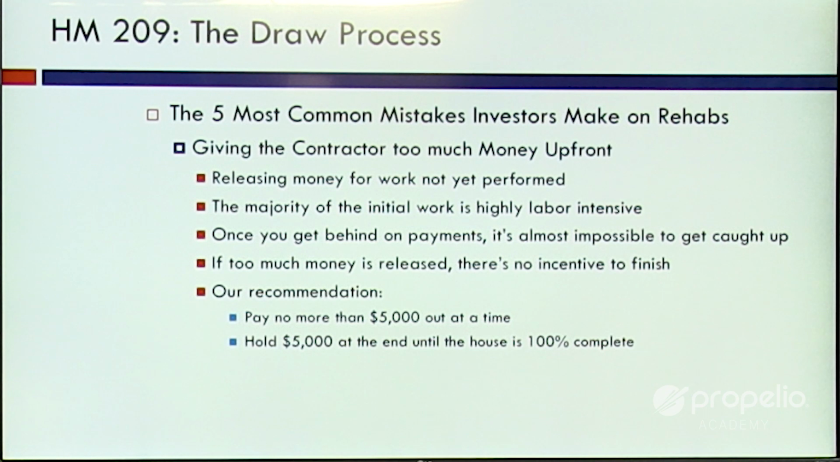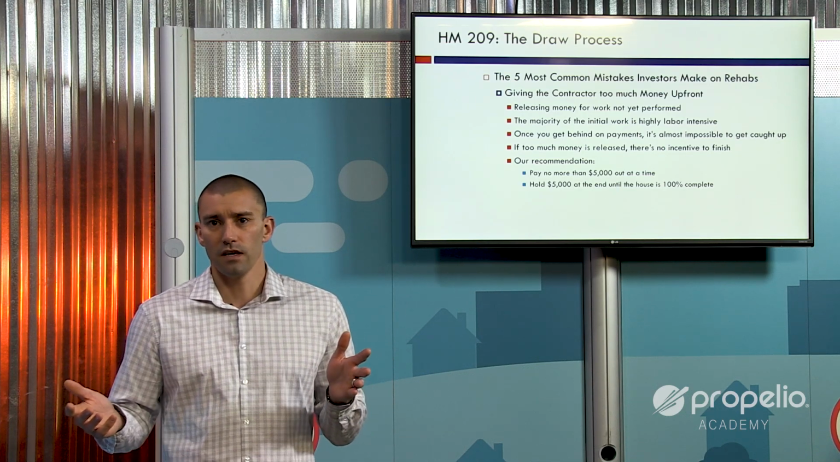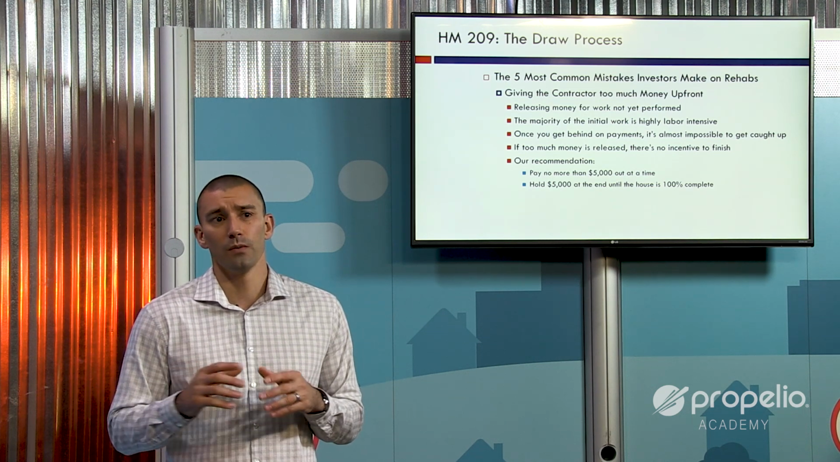My recommendation is to pay no more than $5,000 out at a time, if it doesn't affect the timeliness of getting the rehab complete, and if you're working with someone that you don't feel comfortable with that amount of money. Bigger GCs that are used to handling investor volume, I would be less concerned about. I personally wouldn't feel comfortable doing more than $5,000 at a time.